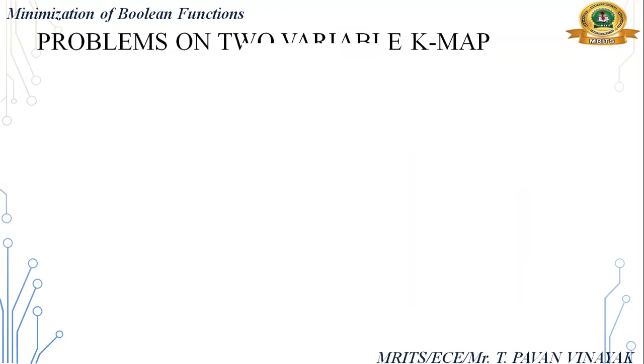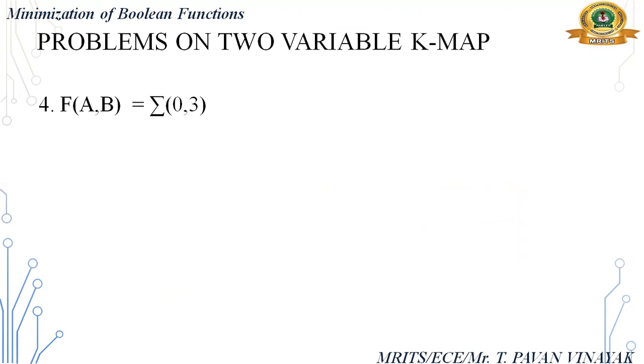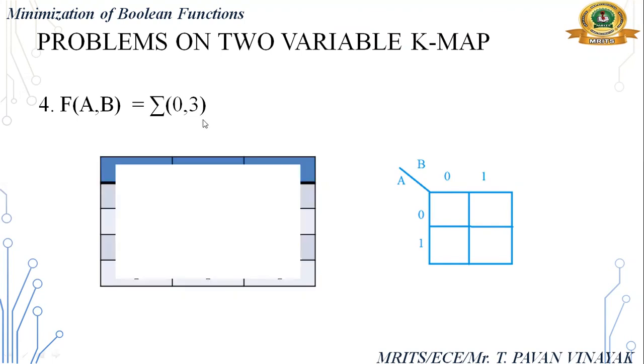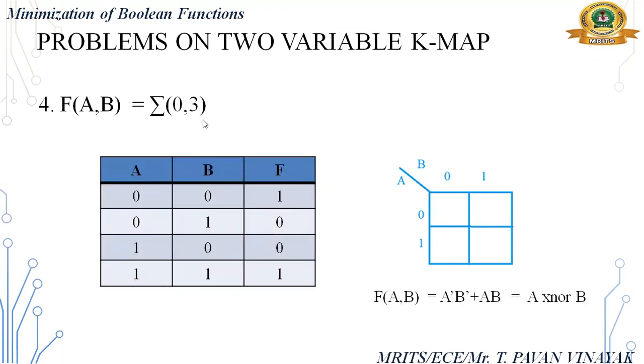Okay, next consider the third problem. I given sigma 0 comma 3. Everyone do this one on your own. Okay, I am skipping this problem. Next, answer is A X not B. Try yourself.